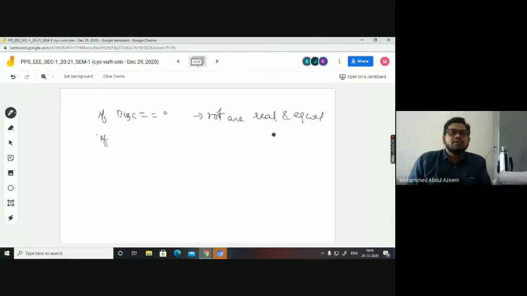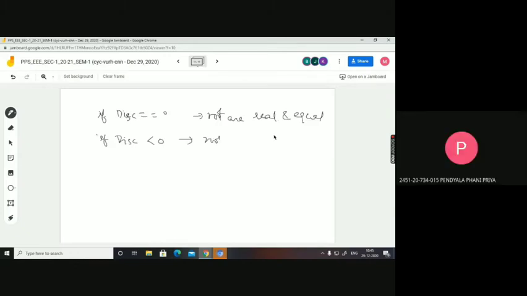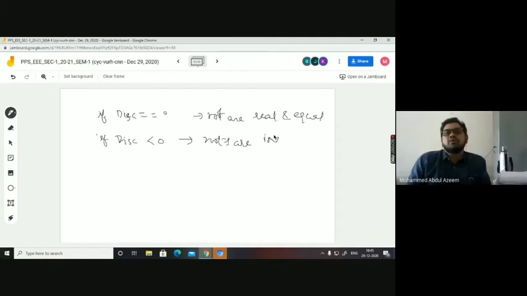And if discriminant is less than 0, roots are imaginary. So when the roots are imaginary, you cannot find the roots. It means you don't calculate root 1 and root 2. Yes or no? Imaginary means you just imagine. You don't get real roots, right?